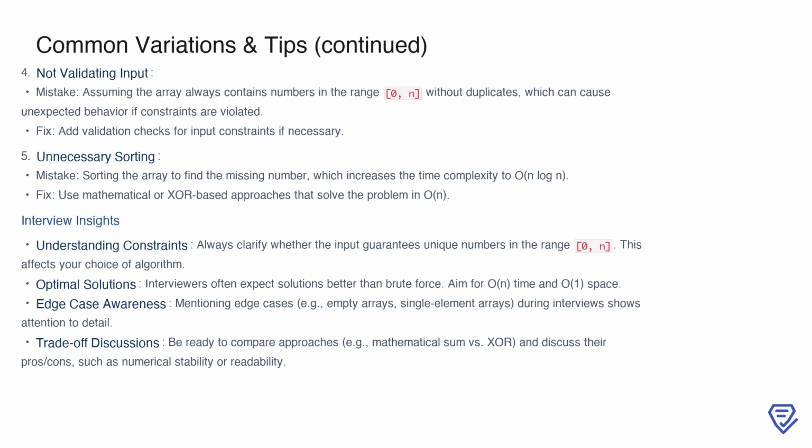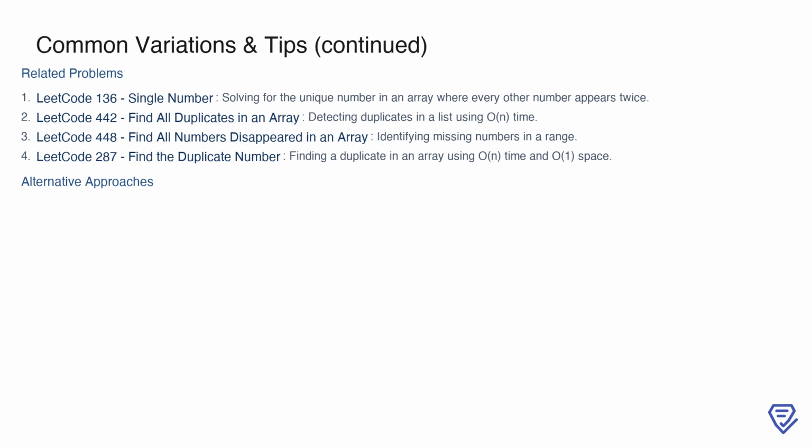From an interview perspective, understanding constraints is critical. Always clarify whether the input guarantees unique numbers in the range 0 to n, as this will guide your choice of algorithm. Interviewers also expect you to aim for optimal solutions, preferably O(n) time with O(1) space. Demonstrating awareness of edge cases, like empty arrays or single-element arrays, shows your attention to detail. Finally, being able to discuss trade-offs between approaches, such as numerical stability in the sum method versus readability, can highlight your depth of understanding.